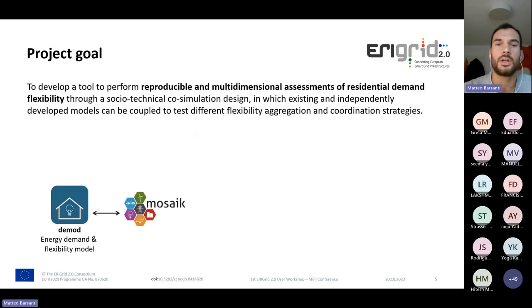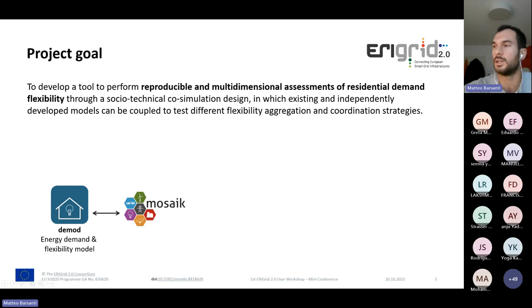So for this reason, together with Jan, we decided to apply to the ERIGrid project, with the idea of developing a tool that can analyze residential demand flexibility in a reproducible and multidimensional way, through a co-simulation approach. In particular, what we want to do is to develop a tool that can be used for comparing different ways of simulating energy demand, and also for comparing different flexibility aggregation and coordination strategies.